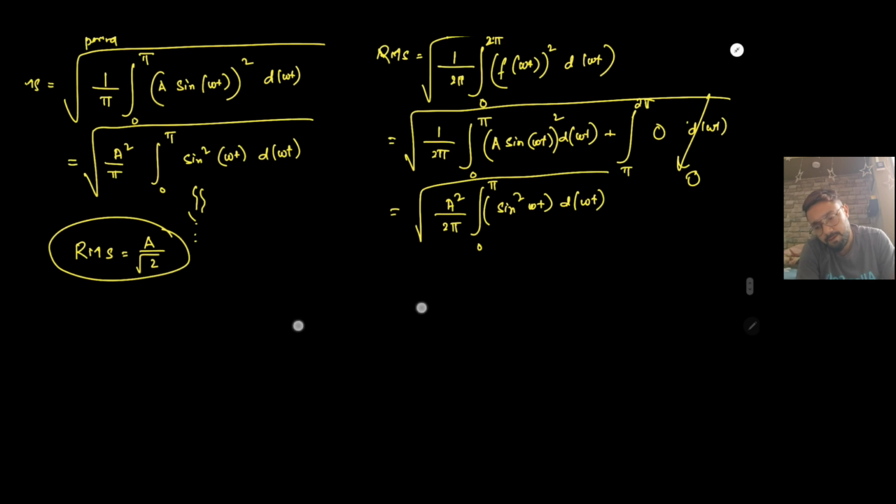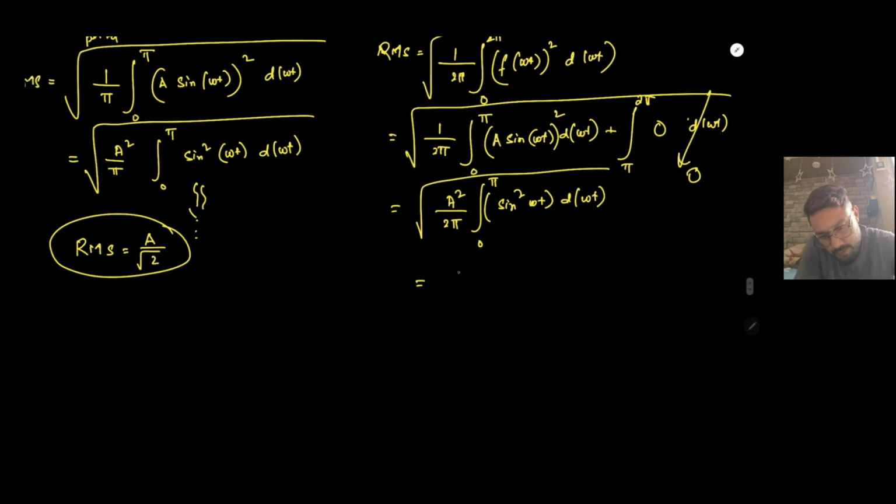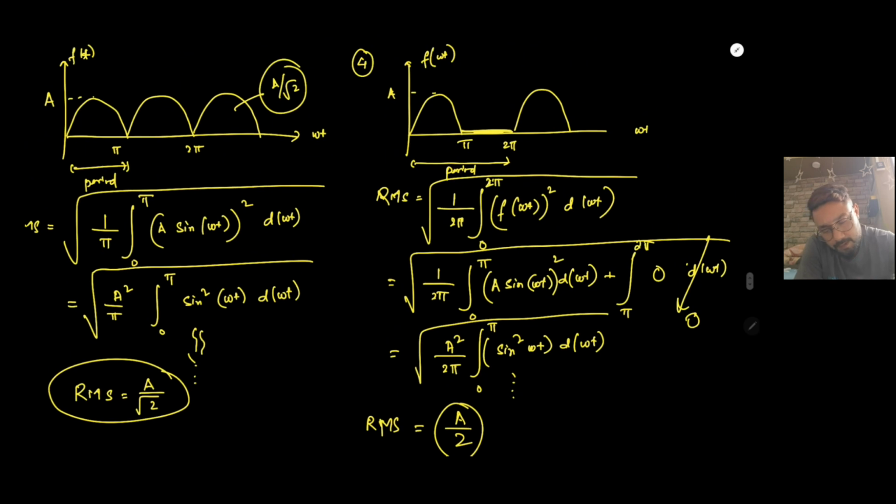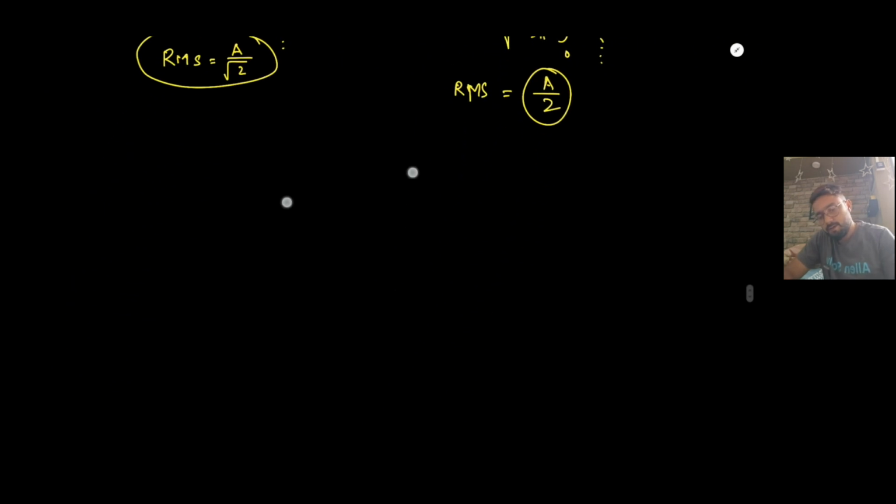Okay. So similarly if you continue, at last we will get the RMS value as A by 2. If you continue to get this value A by 2, so the RMS value of a half wave rectified output will be A by 2.